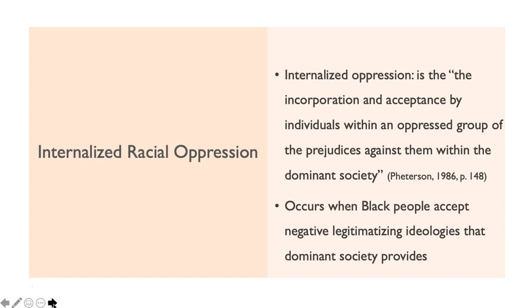So now we're going to go into more detail about internalized racial oppression. So internalized racial oppression, as we've discussed before, is the incorporation and acceptance by individuals within an oppressed group of the prejudices against them within the dominant society. So what exactly does that mean? That means that, for instance, Black people may accept negative legitimizing ideologies that dominant society provides. That means that Black people might accept the myths that exist about the Black community, that they are lazy, that they are violent, that they are inferior. And of course, we all know that these are myths that exist about the Black community.